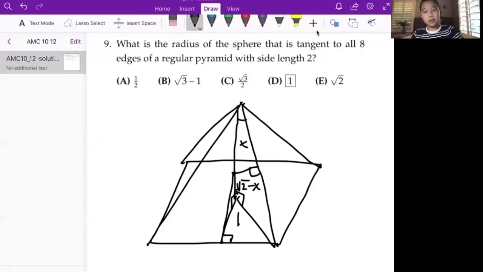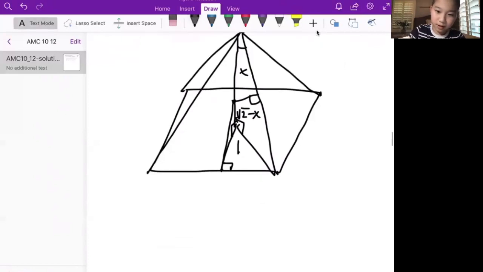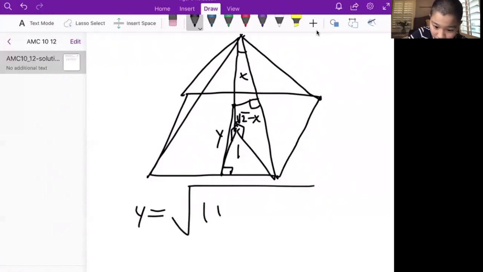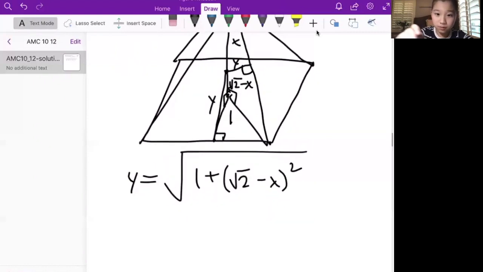So let's make some equations now. Let this thing be y. So we can calculate y using the Pythagorean theorem. y is equal to the square root of 1 plus root 2 minus x squared. And then this is also y because we want them to be equal, the distances. So that's also y.